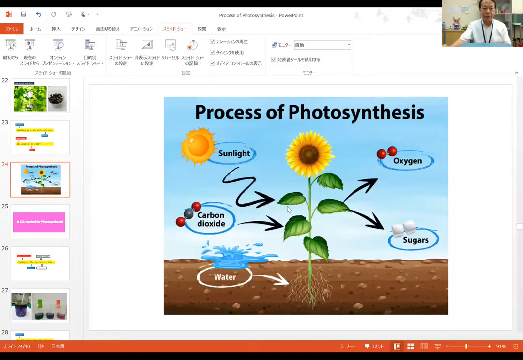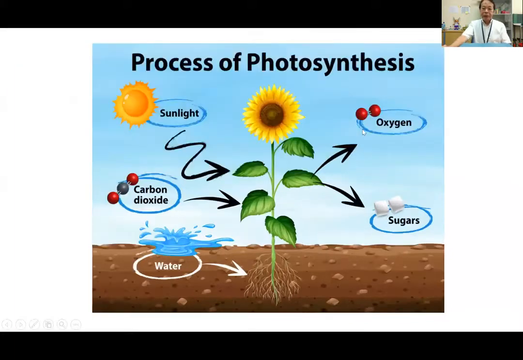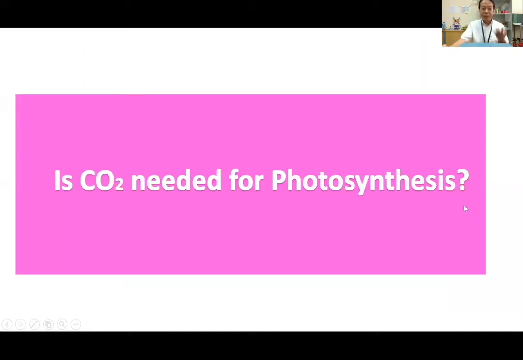Just a review. This is a sunflower plant. They are using carbon dioxide and water, and with the help of sunlight, they are producing sugar and oxygen. So today we are checking whether carbon dioxide is needed for photosynthesis. Okay? So this is the topic for today.